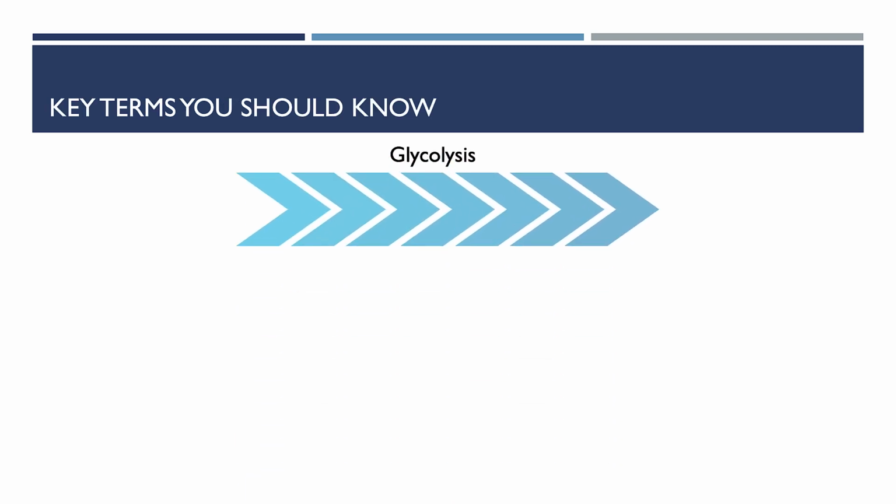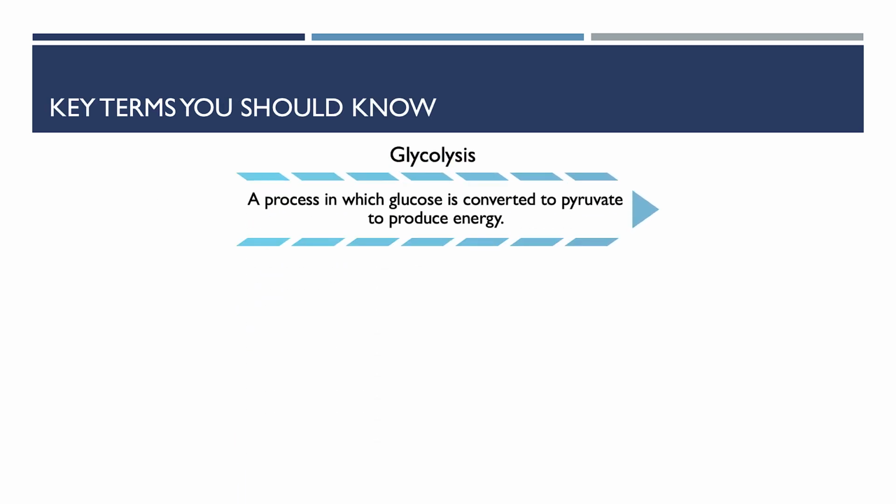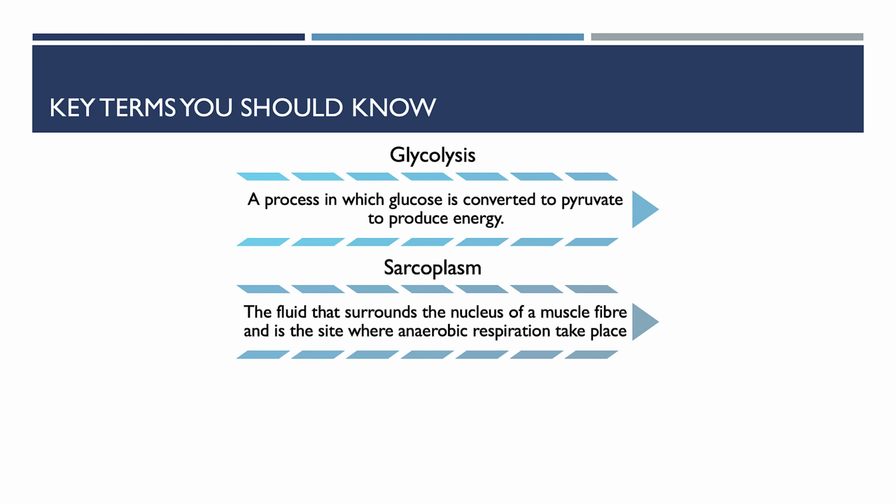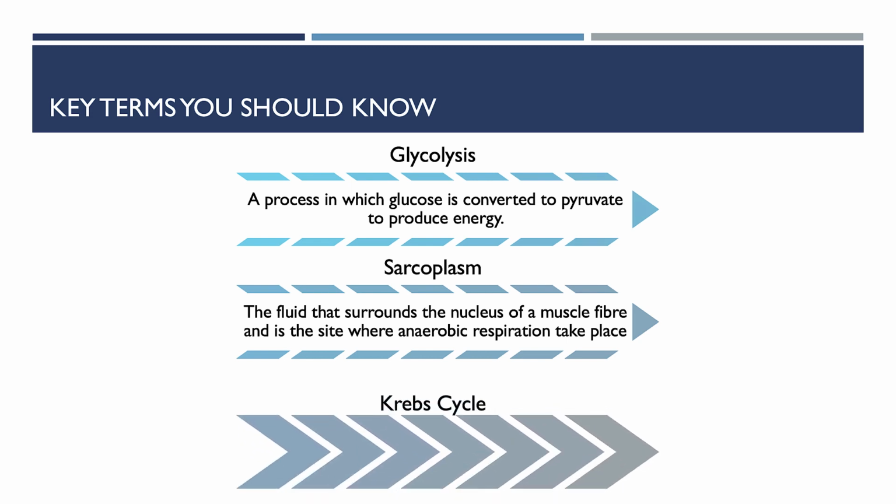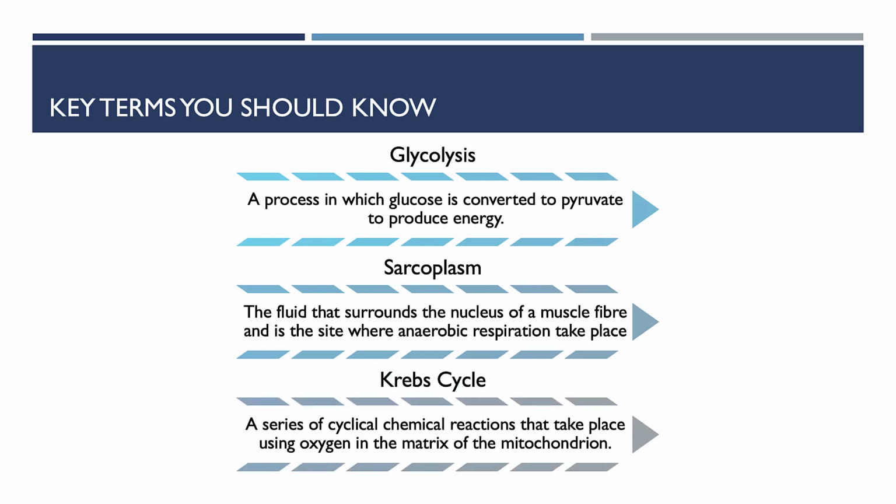Key terms you should know. Glycolysis, a process in which glucose is converted into pyruvate to produce energy. Sarcoplasm, the fluid that surrounds the nucleus of a muscle fibre and is a site where anaerobic respiration takes place. And the Krebs cycle, a series of chemical reactions that take place using oxygen in the matrix of the mitochondria.